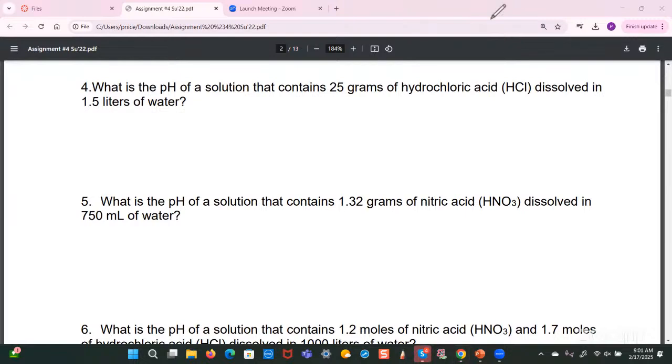What is the pH of a solution that contains 25 grams of hydrochloric acid dissolved in 1.5 liters of water? Now, let me remind you that the formula for pH is equal to minus log the concentration of H plus, right? That is the formula that you're going to use. So what's the first question you'd ask yourself?